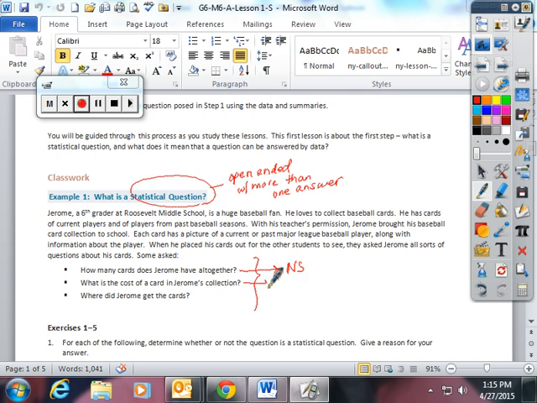The second question, what is the cost of a card in Jerome's collection? That's statistical. The cards could range in value depending on how good the baseball player was. Okay, some might be worth more than others. This data could range. Okay, and where did Jerome get the cards? That is also a statistical question because Jerome could have gotten the cards in several different places. So let me go through a couple with you right now.